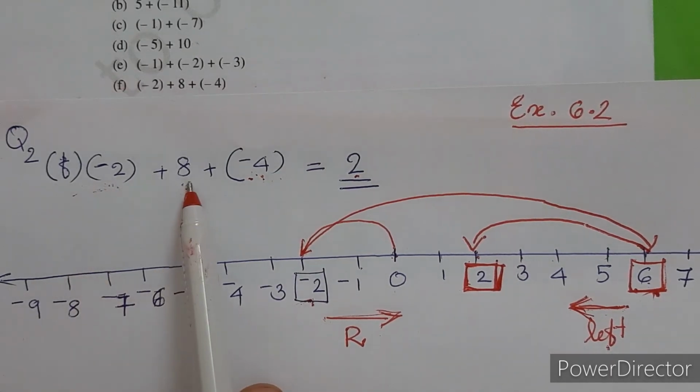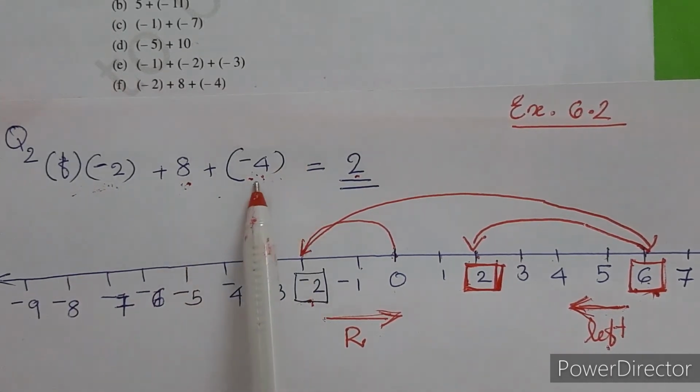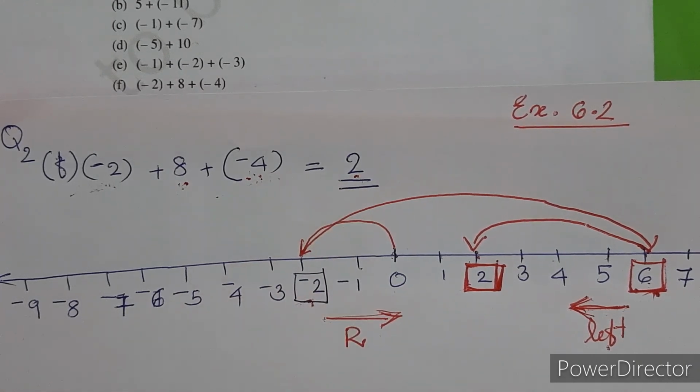So the answer will be 2. Minus 2 plus 8 plus minus 4 is 2. Right? Okay. So in this kind of question, we can use a number line for adding integers. Okay. Thank you, children.